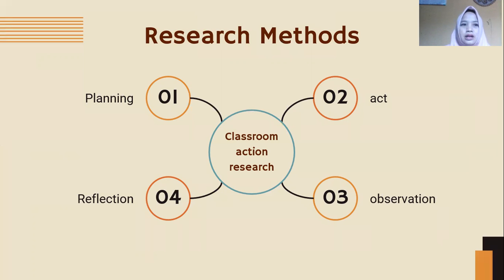Observation activities are carried out simultaneously with the implementation of action, aimed at observing, recording, and documenting the learning process. The action reflection step is an effort to directly examine the actions that have been taken based on the data that has been collected, then conduct an evaluation to improve the next action. The result of this reflection becomes a reference for the next step of the cycle.